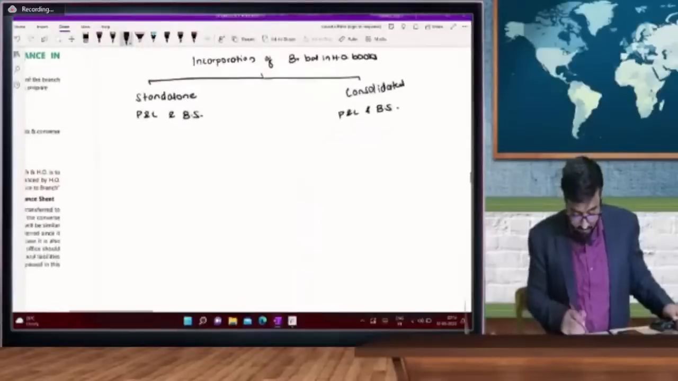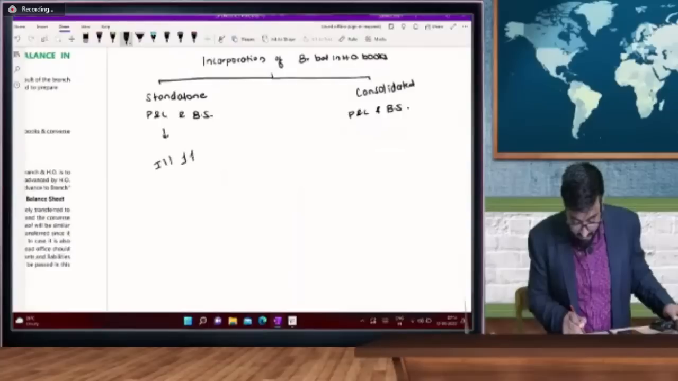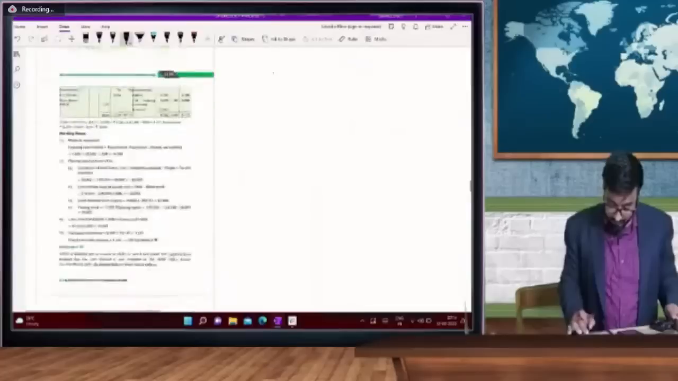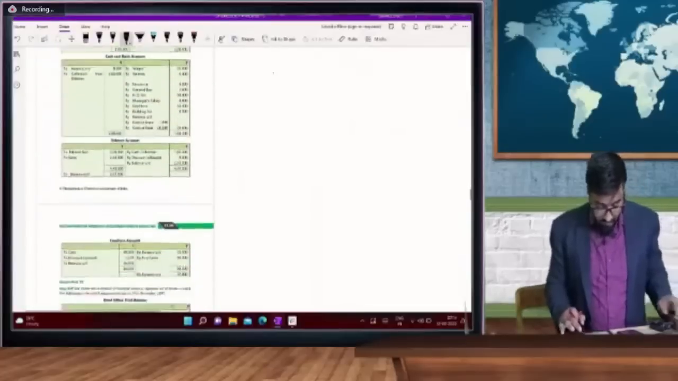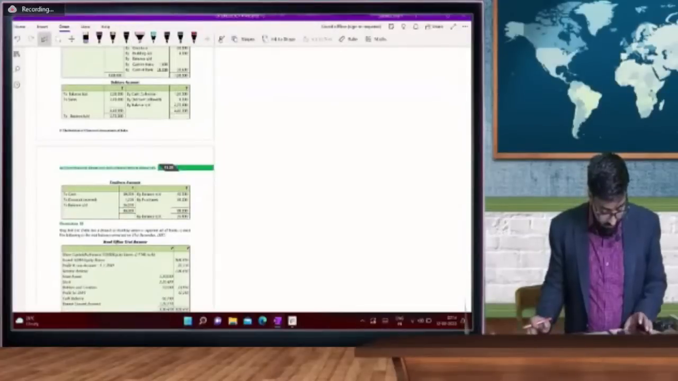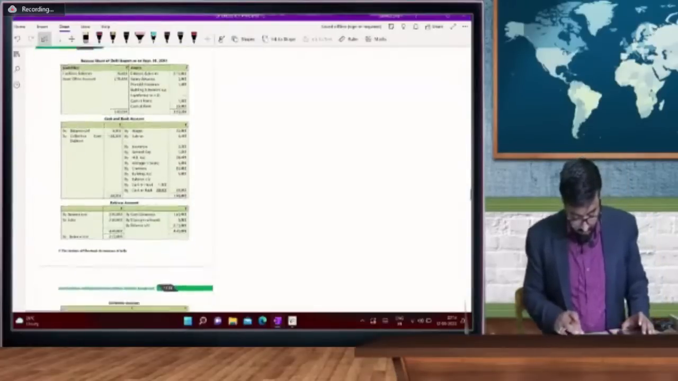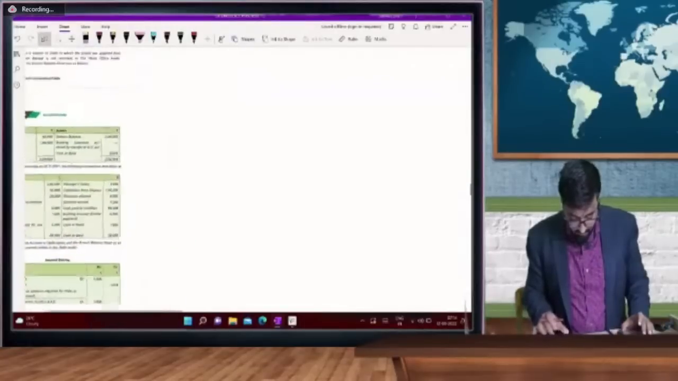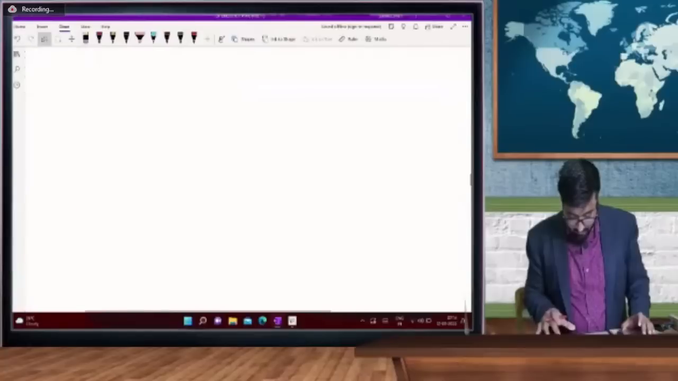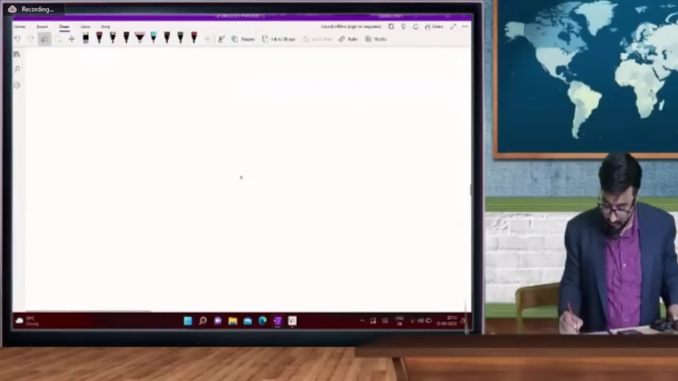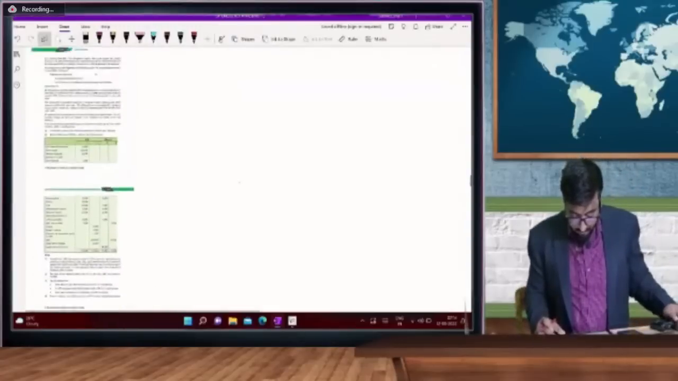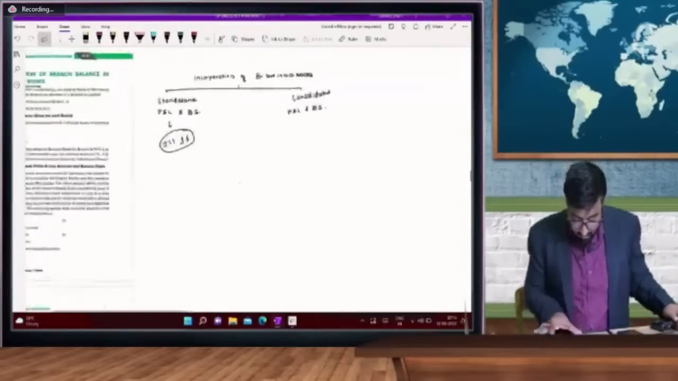Illustration 11 is standalone, standalone P&L and balance sheet. Illustration 12 and 13 are the part of consolidated amounts. Okay, so Illustration 12 and 13 you can write over here.